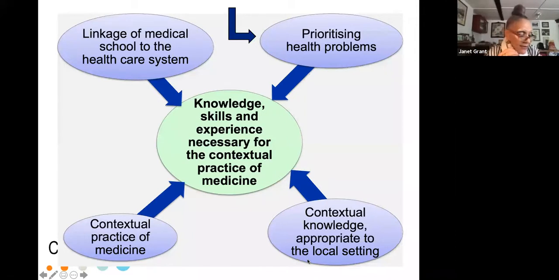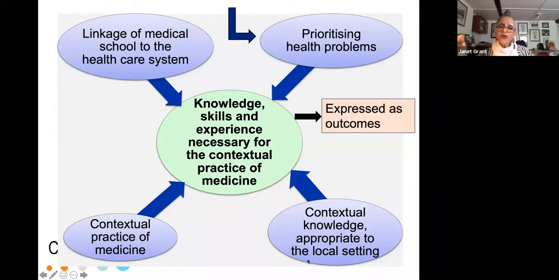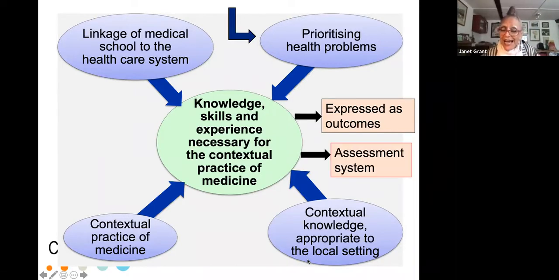So to do that, you will then have a linkage between the medical school and the healthcare system. You will have prioritized health problems. You will have contextual knowledge appropriate to the local setting, and you will have the contextual practice of medicine that your students are going to get involved in. And that will be the knowledge, skills, and experience necessary for the contextual practice of medicine. And you can express that as outcomes in any way you want. I don't mind, it makes no difference. Make sure that however you express it has an assessment system that can be built on those outcomes.